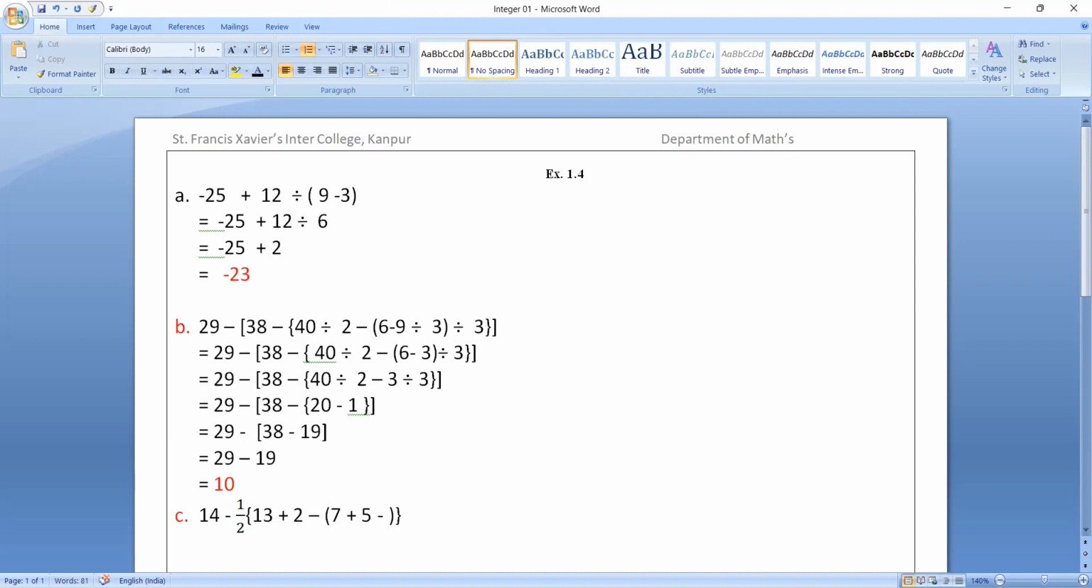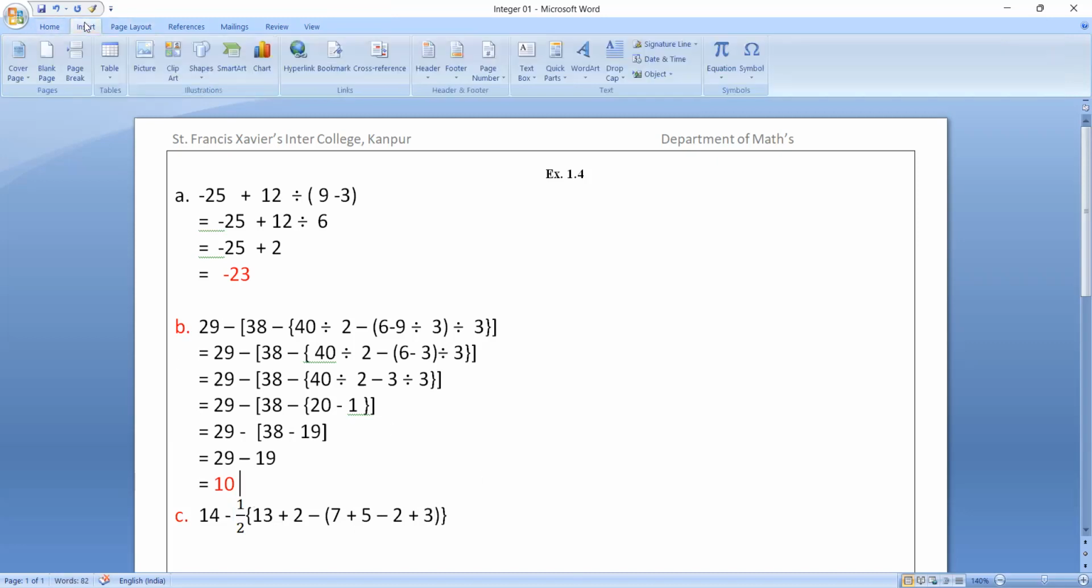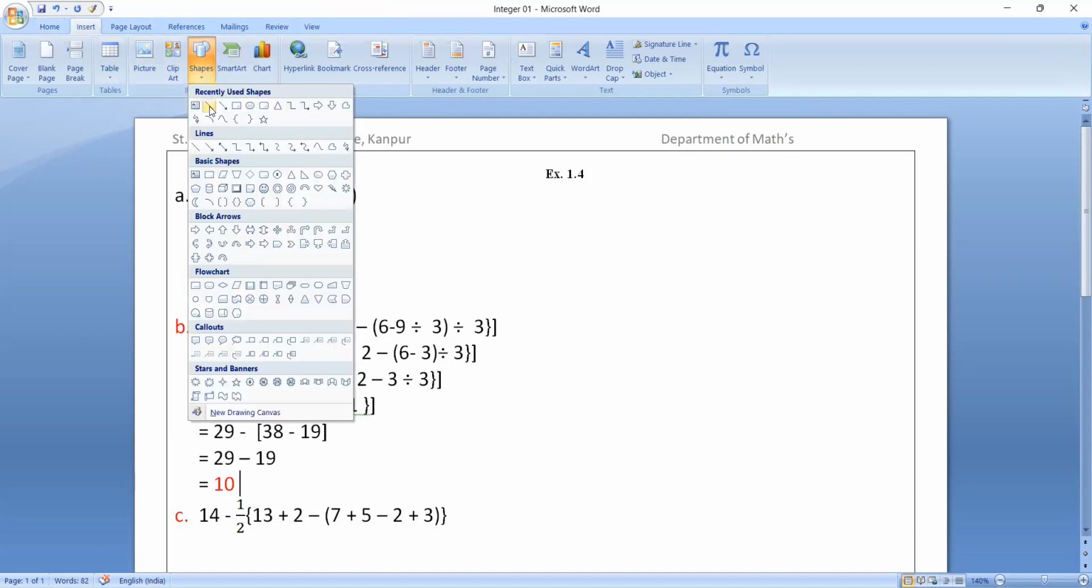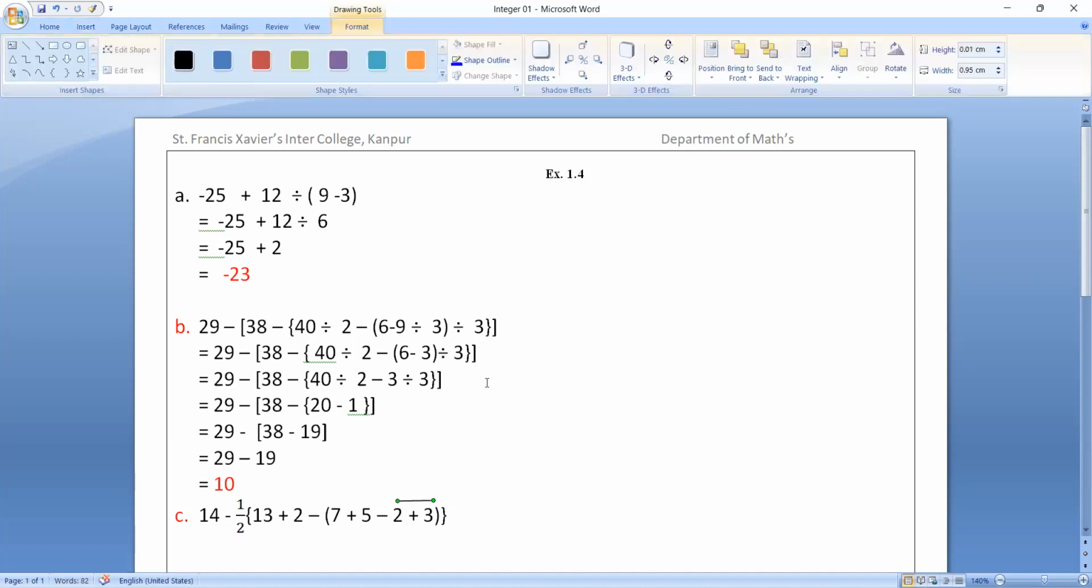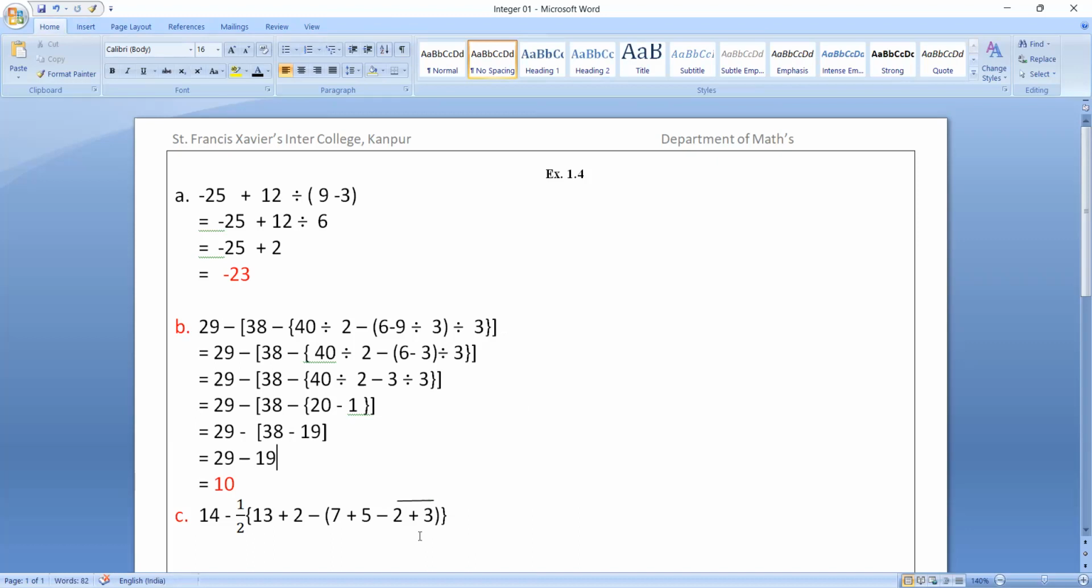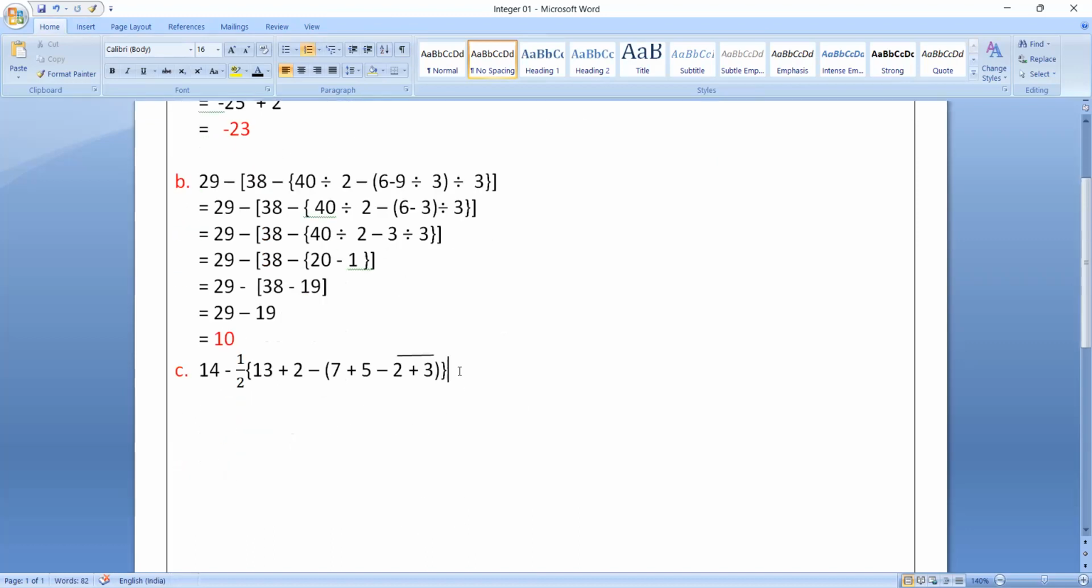minus 2 plus 3. But the catch is there is a line bracket between 2 and 3. So my dear student, I told you earlier that the priority of the line bracket is much higher than anything else.